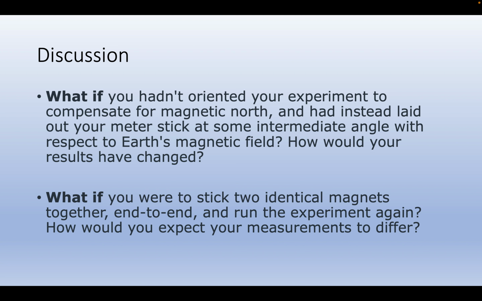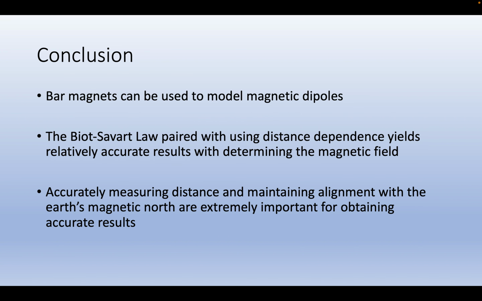What if you were to stick 2 identical magnets together end to end and run the experiment again? Basically, we would expect our result to be multiplied by close to 2 or at least some kind of scalar value. So in conclusion, bar magnets can be used to model magnetic dipoles.